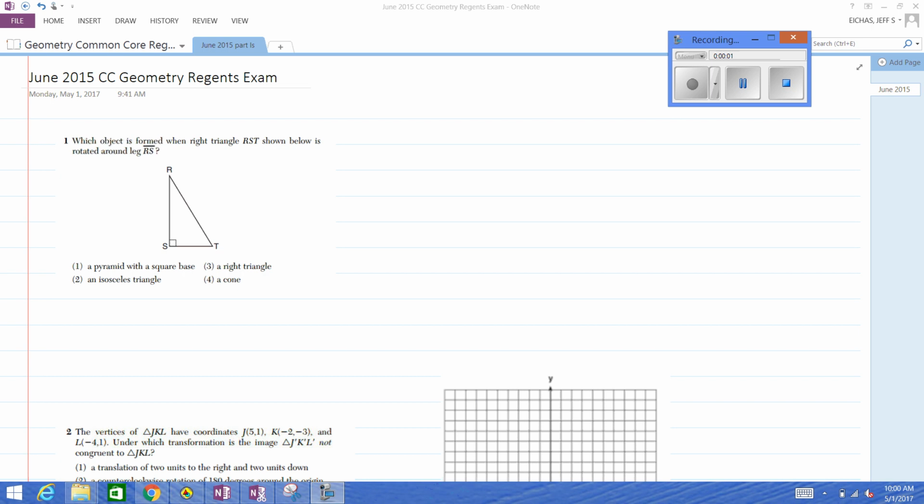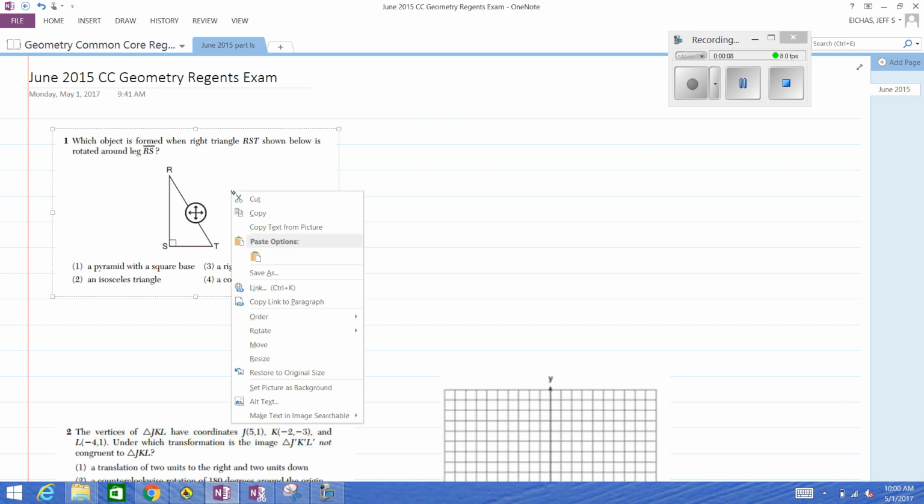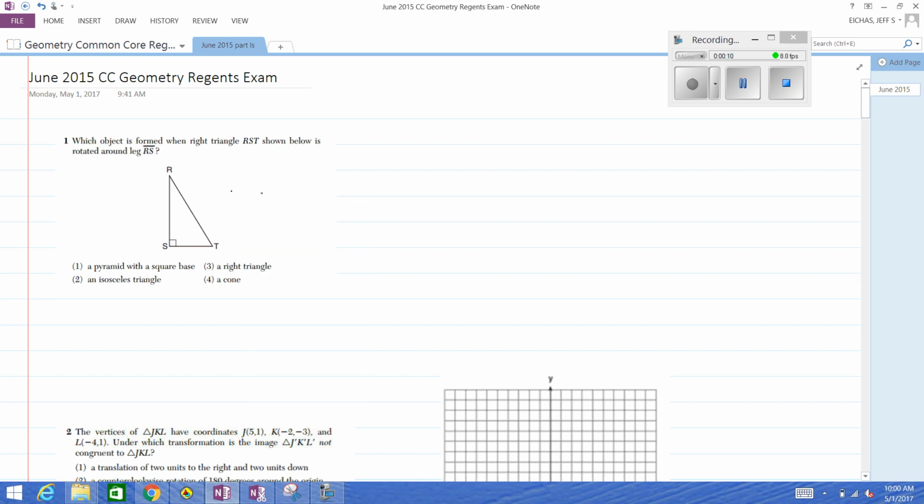Okay, so we'll go through the Common Core Regents exam from June 2015, and we'll try to show you how to do each of these problems. So the first problem is about a 3D shape that will be formed if we took a two-dimensional shape and rotated it around this leg right here.